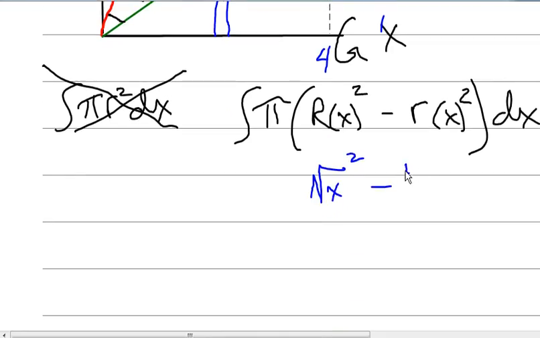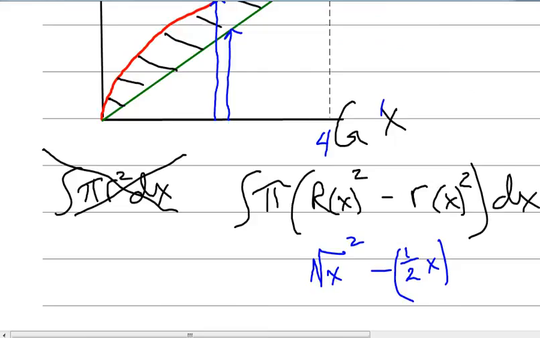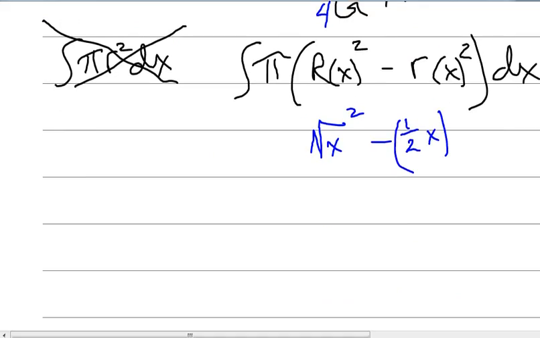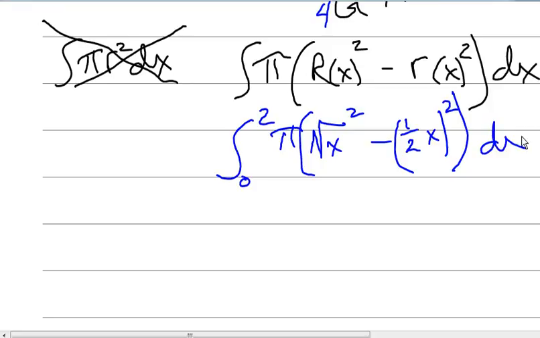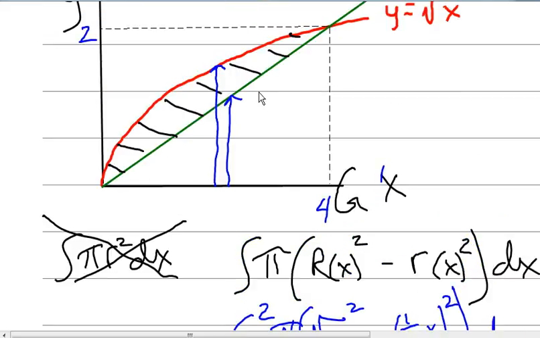Okay, so we put 1/2 x. Did I say 1/2 x squared? I just meant 1/2 x. And then this is going to be squared like that. Okay. Pi, and I said I was going to go from 0 to 2, dx. We solve this, and we get the volume of this. The main point here is not solving this rather simple problem. It's making a careful drawing and figuring out your outer radius and your inner radius.